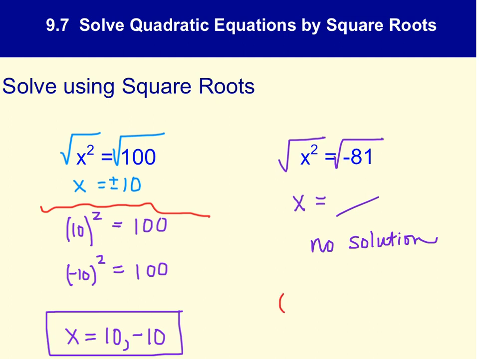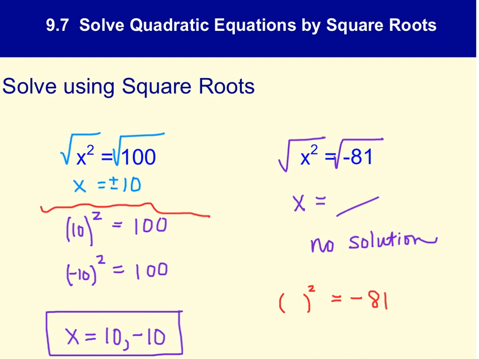And if you think about what number can you square to get a negative 81, the reason why you can't do it is anytime you multiply a number by itself, if it's positive, it turns out positive. If it's a negative times a negative, it also turns out positive. So you can never get a negative answer if you're squaring something. So on these, if you find that you have to square root a negative number, we just stop and say no solution.